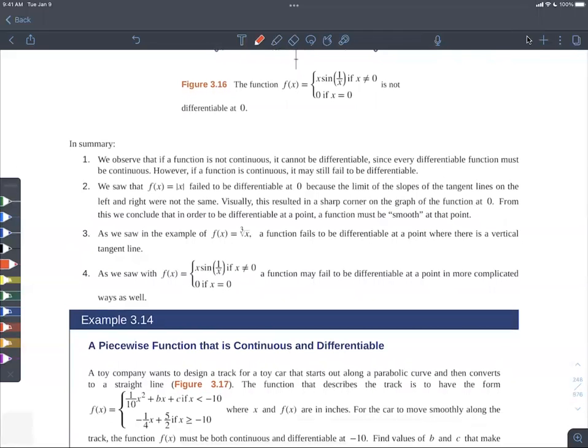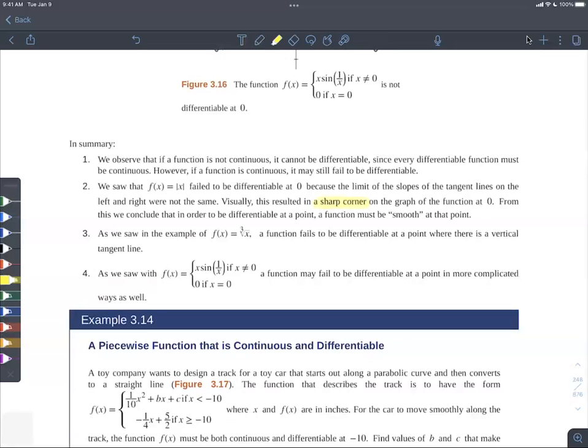We saw that f of x equals the absolute value of x failed to be differentiable at 0 because the limit of the slopes of the tangent lines on the left and right were not the same. Visually, this resulted in a sharp corner. So that's what we want to take away in terms of the visual. It was a sharp corner on the graph of the function at 0. From this, we conclude that in order to be differentiable at a point, the function must be smooth at that point, not like some sort of sharp corner.